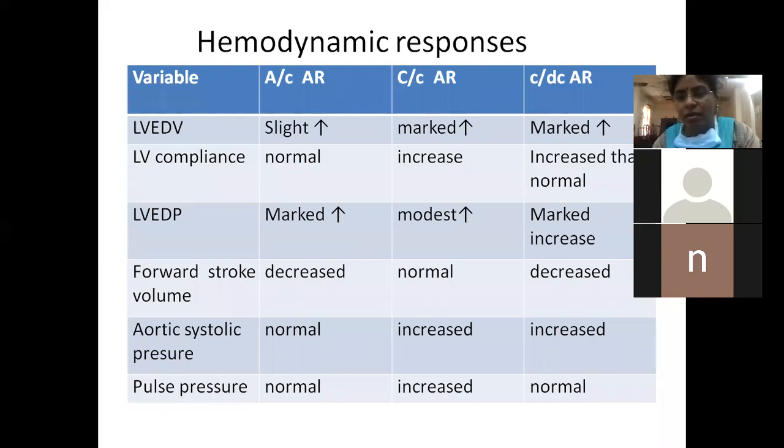But in chronic decompensated, there is a marked increase in the left ventricular end diastolic pressures, leading to pulmonary congestion and failure. And the forward stroke volume: in the chronic compensated phase, as we discussed, the end diastolic pressures are maintained, so the stroke volume is maintained. But in decompensated, there is left ventricular contractile dysfunction, or the left ventricle is unable to pump the blood into the aorta or systemic circulation, leading to decreased stroke volume or decreased cardiac output. This is the difference between chronic compensated and chronic decompensated aortic regurgitation.